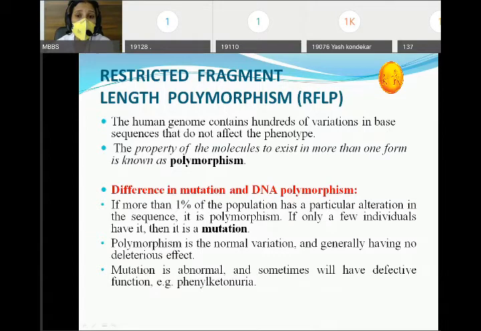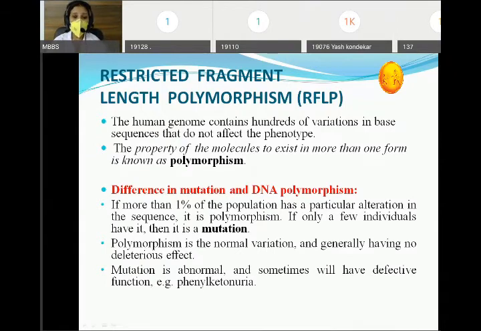But these variations do not affect the phenotype of the patient or the person. So the property of a molecule to exist in more than one form is called polymorphism. Another term is mutation. You should be able to differentiate between what is mutation and what is DNA polymorphism.